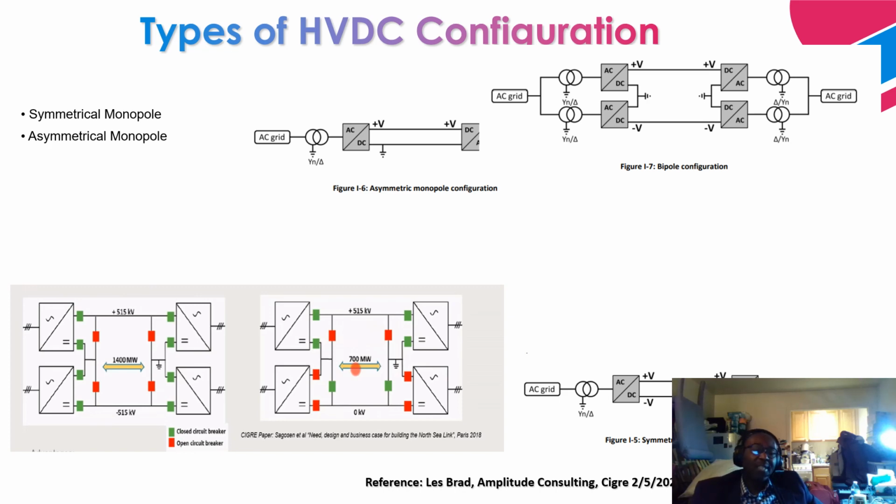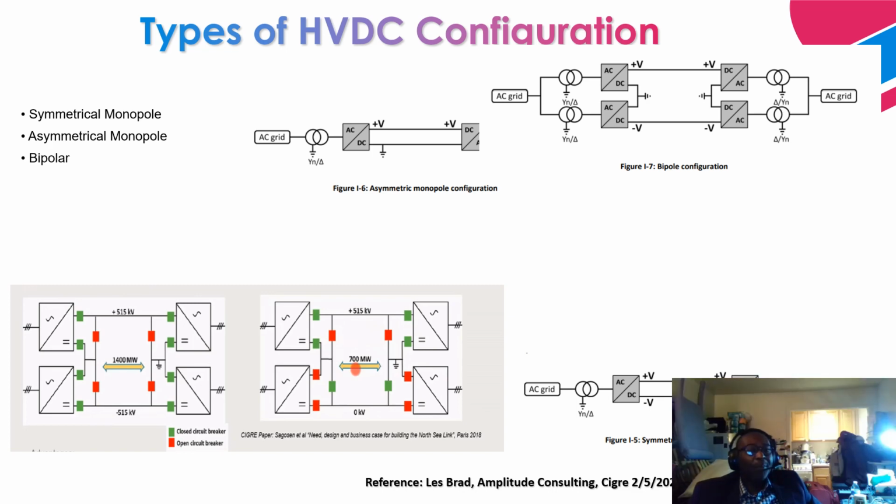And the return can be a ground return. So for the ground return, you can utilize the seabed as a return, or you can use a metallic return. And if you use a metallic return, basically the voltage rating is much lower, right? So for an asymmetric monopole, the cost to implement it is much lower compared to a symmetric monopole. And I will talk about the reliability part in the next slide.